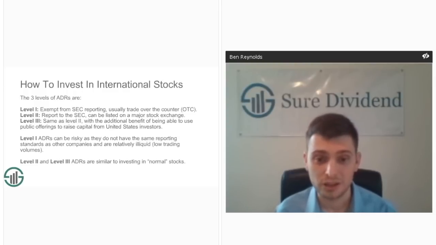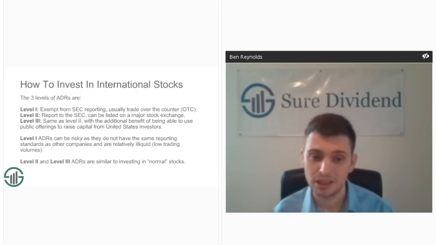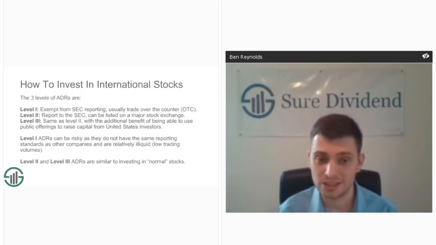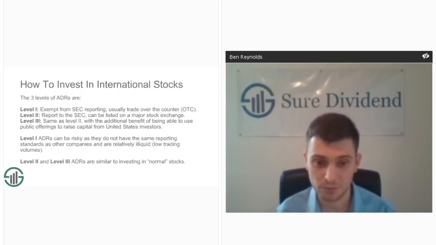So this means they're not trading on a major stock exchange, and they don't have to report anything to the SEC. All things being equal, we prefer our recommendations to have some oversight over them, to be responsible to the SEC to report accurate financial reports. And level 1 ADRs don't have this obligation. So there's less certainty surrounding their financials.